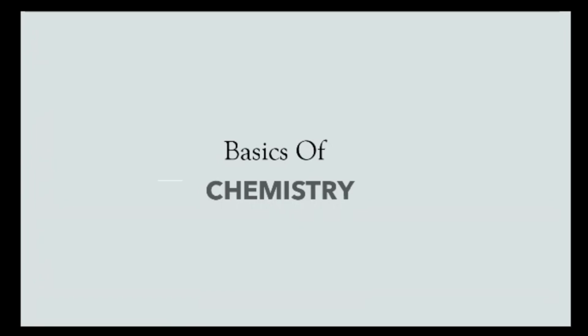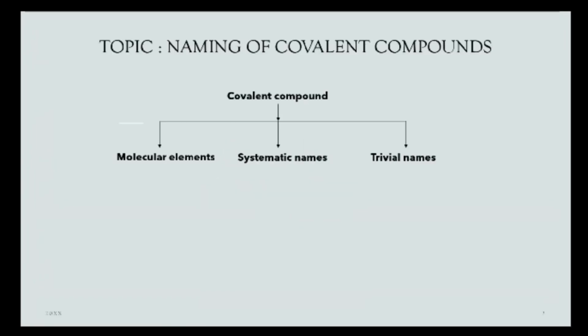This is part 7 of learning the basics of chemistry, and our topic for today is naming of covalent compounds. Covalent compounds can be divided into three types: molecular elements, systematic names, and trivial names. Here are some examples of the three types, and we will explain them in the upcoming slides.